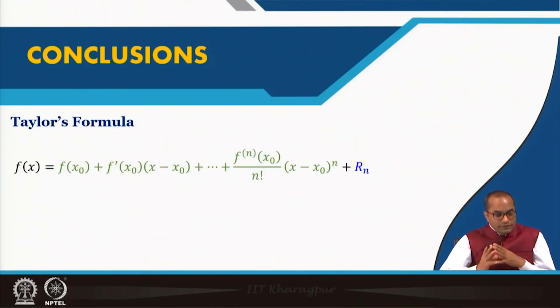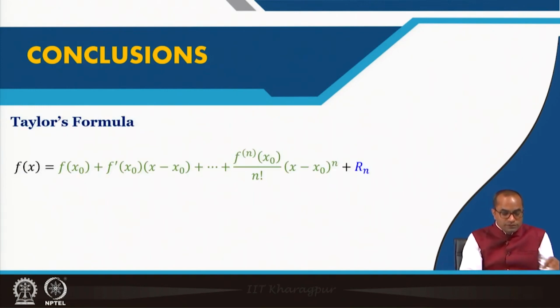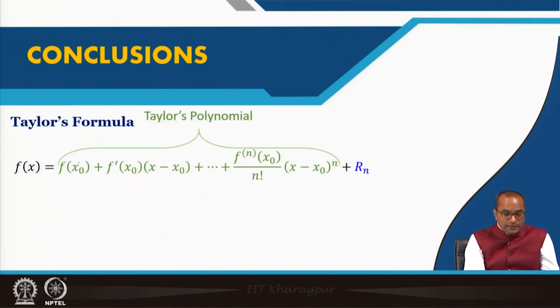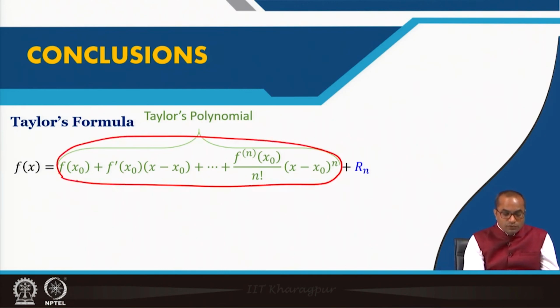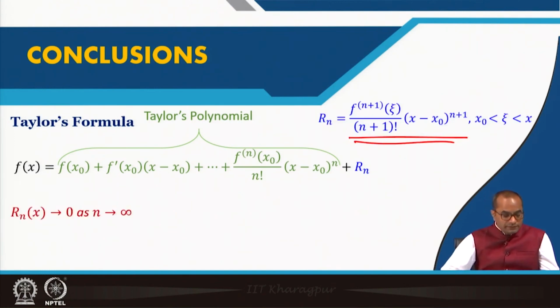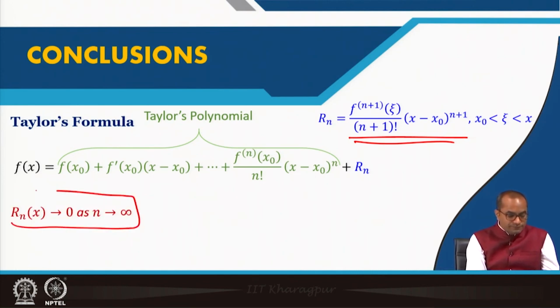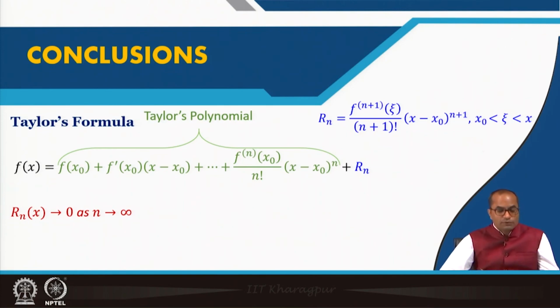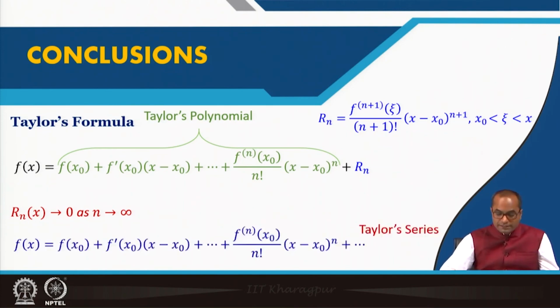Well, just to conclude, we have gone through Taylor's formula. This was Taylor's formula with Rn. So f(x) is equal to this Taylor polynomial plus the remainder term. This is called Taylor's formula, whereas these terms are called the Taylor polynomial, and the remainder was given in at least one form, which was the Lagrange form of remainder. And we have also observed that if Rn(x) goes to 0 as n goes to infinity, then this Taylor's formula can be written in the form of a series, which is called the Taylor series.